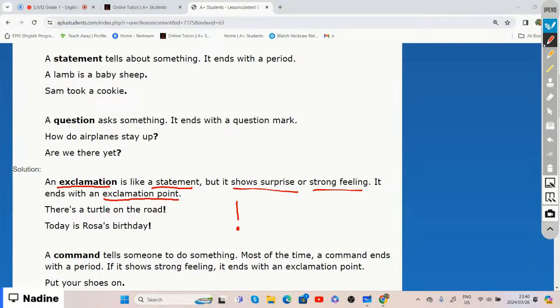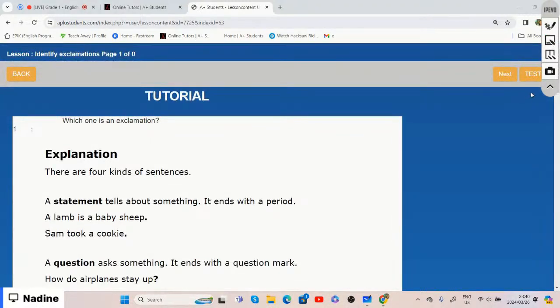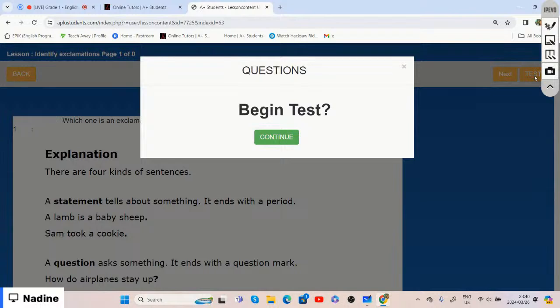And here we have an example: today is Rose's birthday. Which means that they are excited. Or if somebody is running in the road and you say, stop. Or if the dog is chasing you and you run, the dog is chasing me. Or the dog bit me. That shows strong feelings and it ends with an exclamation point. All right, now let's go to our test.